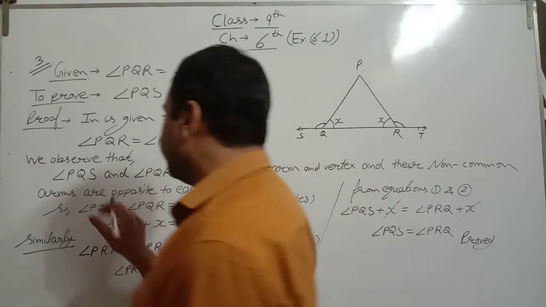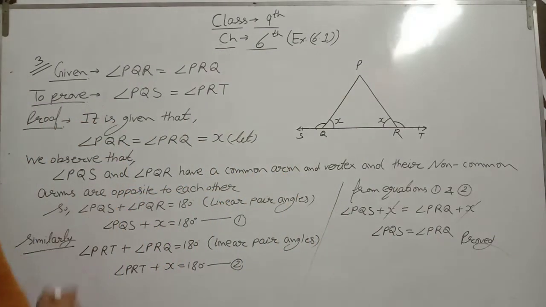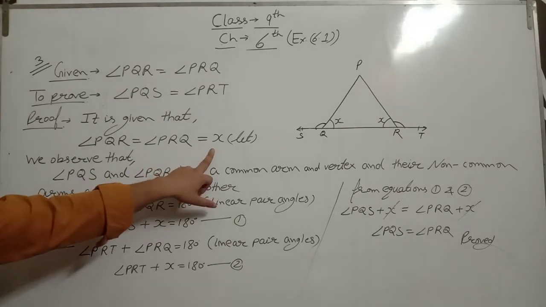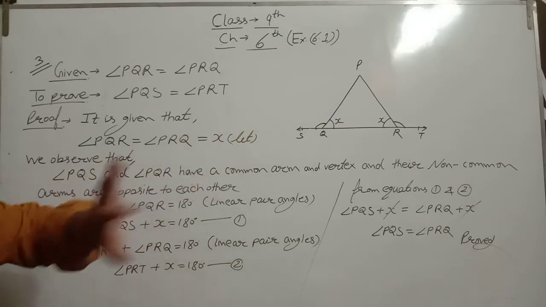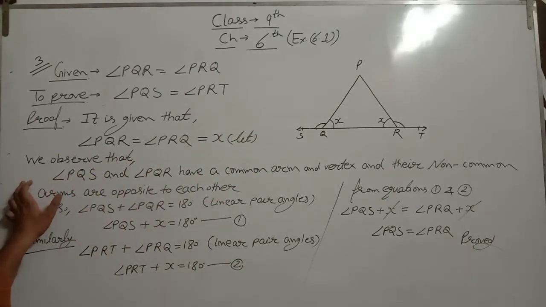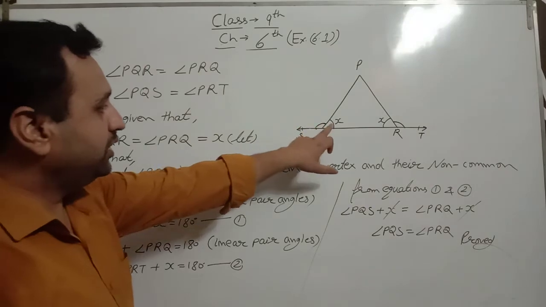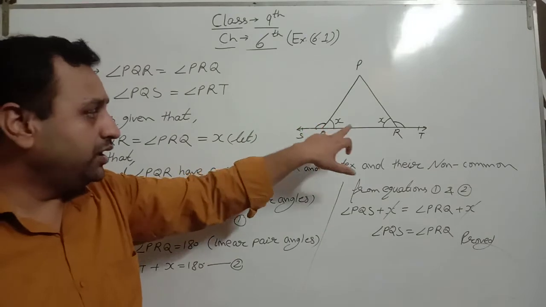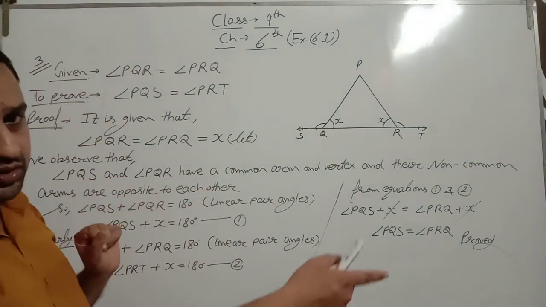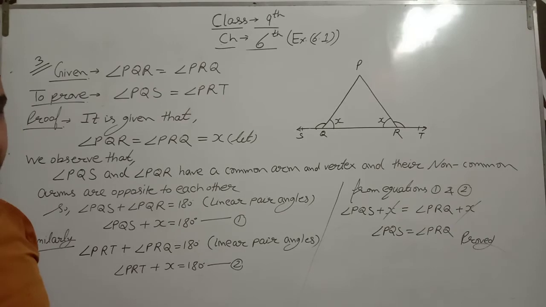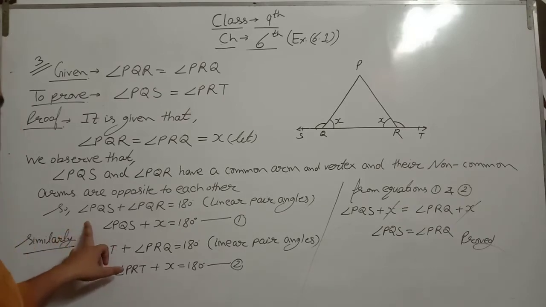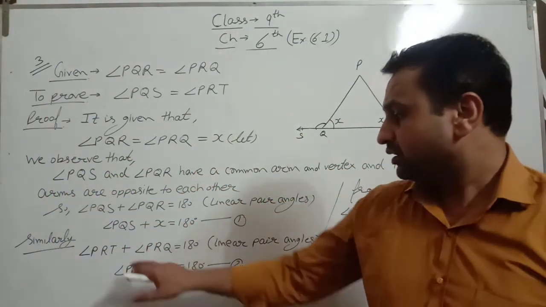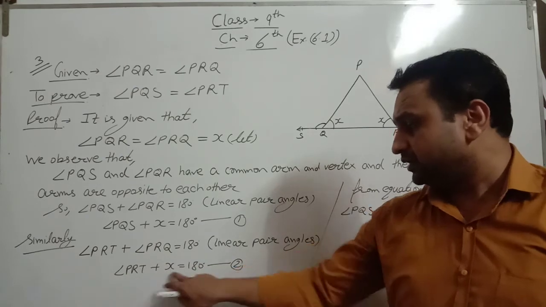It is given that angle PQR is equal to angle PRQ, and we suppose both angles are x. We also represent this in the figure. Now we observe that angle PQS and angle PQR have a common arm and their non-common arms are opposite to each other. In this condition, both angles are linear pair angles and the sum of linear pair angles is 180 degrees. Put the values and it's the first equation.